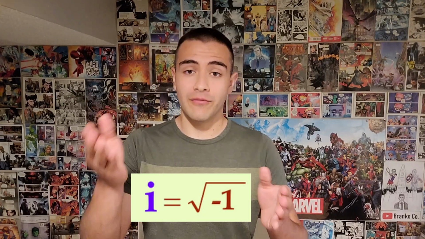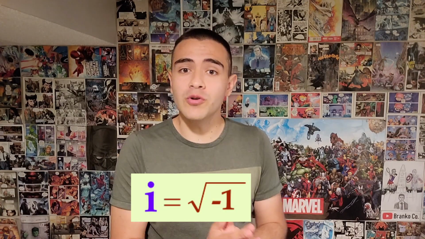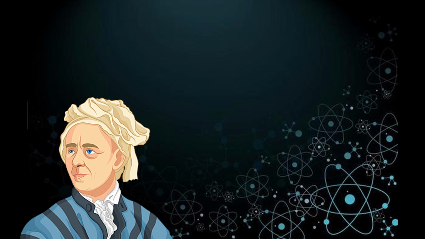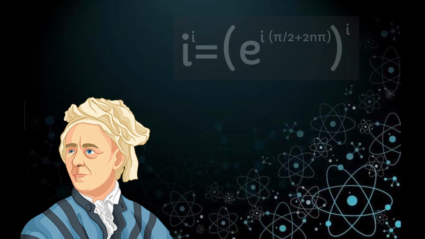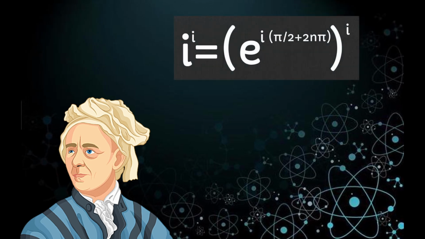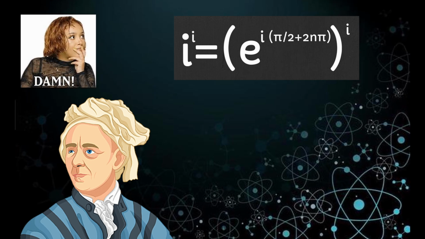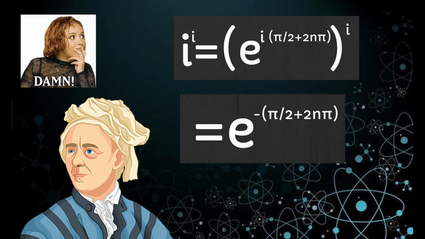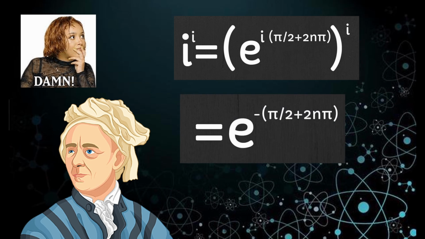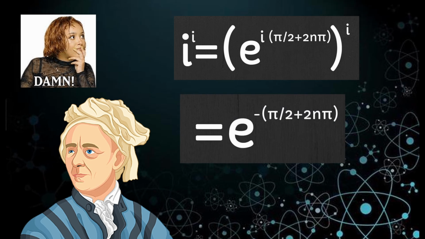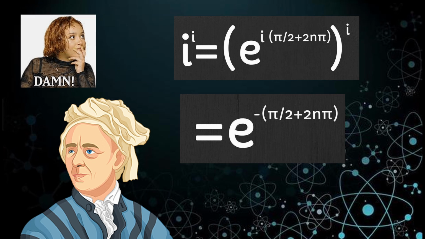Anyways, we know that the number I is the square root of -1. It is what we perceive as the unit when we deal with complex or imaginary numbers. Leonhard Euler, one of the best mathematicians of all time, showed that I to the power of I is equal to e to the power of I times pi over 2 plus 2n pi, all of that to the power of I. So if we put the exponent inside, we will get that I to the power of I is equal to e to the power of minus times pi over 2 plus 2n pi.